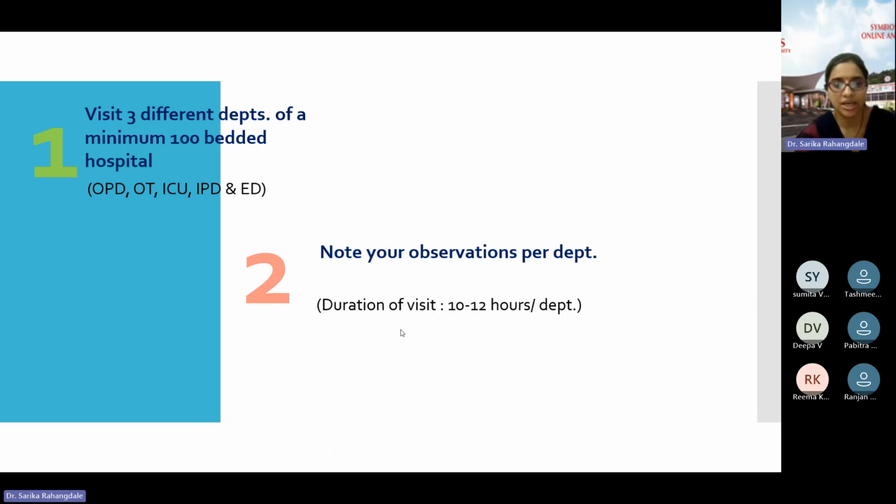Second, what you have to do: you have to observe the departments under certain headings, which are already shared with you in the format. You may modify the content as per your requirement. You may modify the sequence, but you have to write your observations under those headings only.